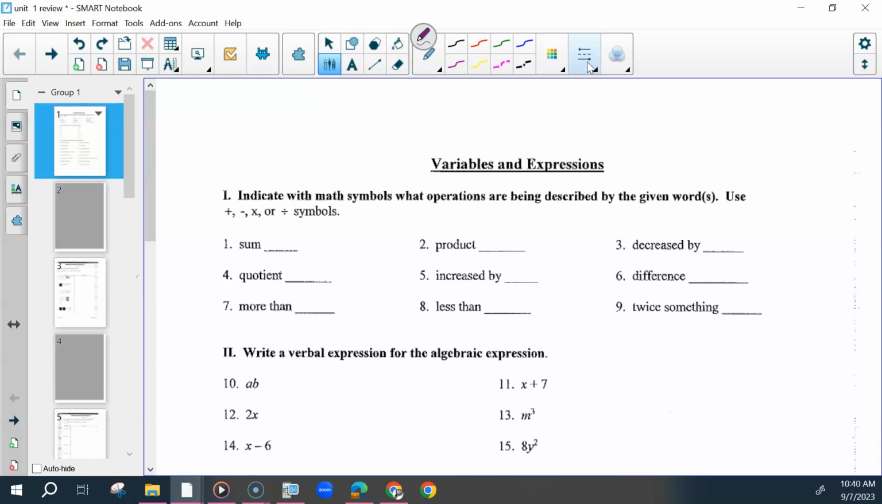So sum would be which symbol? Plus. We can say this out loud. Product. Multiplication. I'm going to put the dot. Increase by. Minus. Quotient. Division. So I'm going to put the division symbol, but remember we're not using that anymore. Increase by. Plus. Difference. Minus. More than. Plus. Less than. Minus. And twice something. There we go.